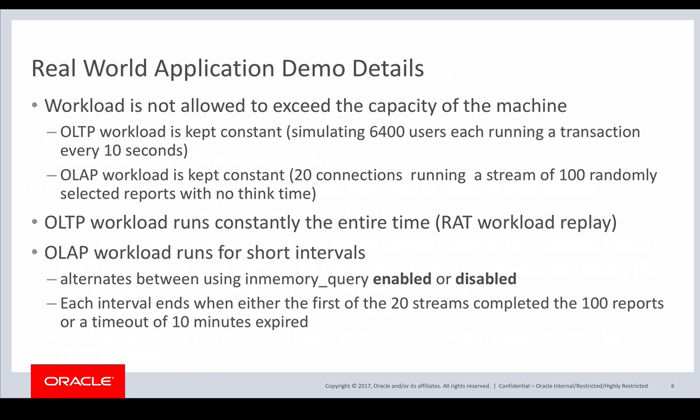The OLAP workload is run for approximately 10-minute periods, alternating between running with database in memory enabled and running with database in memory disabled. This was done to show the benefits of database in memory for the OLAP workload. The workload itself is made up of 20 connections that randomly run one of 100 reports. These are run with no think time in between submissions, so there are always 20 of these reports running during the steady state of the OLAP run period.